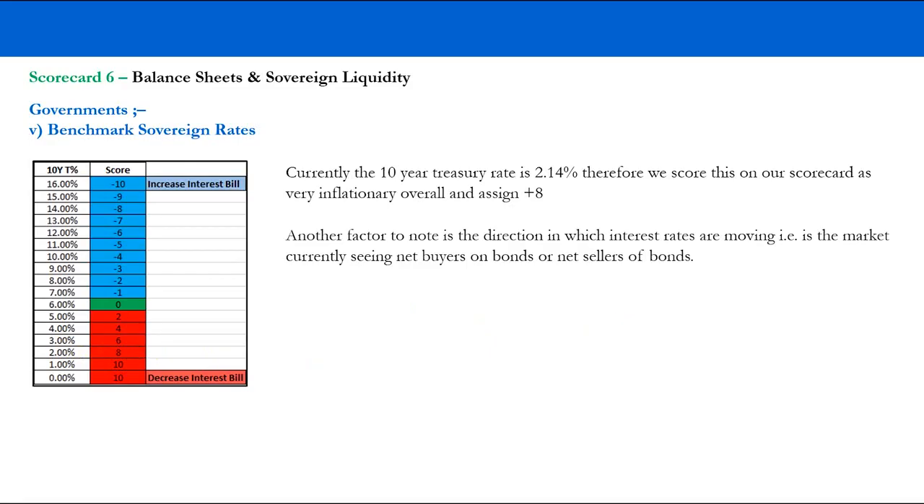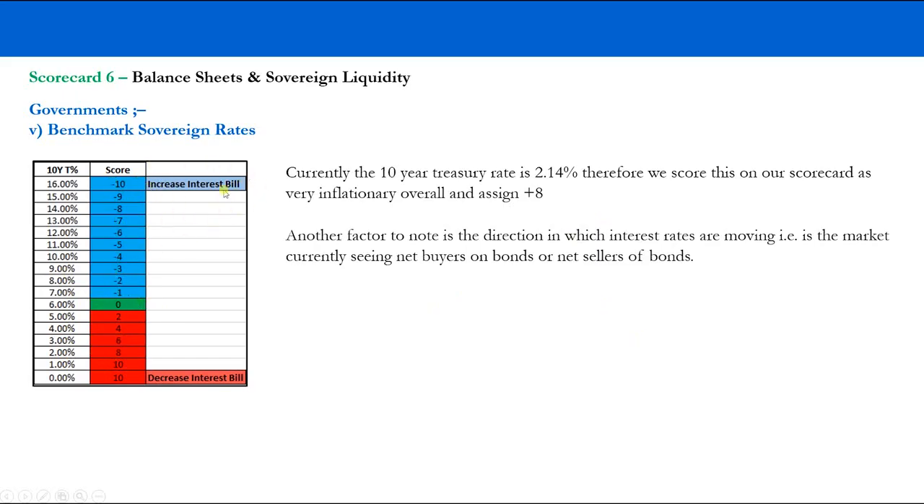Another factor to note is the direction in which interest rates are moving. So is the market currently seeing net buyers on bonds or net sellers on bonds? If the demand for bonds is increasing, this means that the interest bill will be going lower. And if there's net sellers of bonds, this means the private sector is less prepared to lend money to the government and is demanding ever higher rates, because they see more risk. So we have net sellers of bonds creating higher rates and lower scores, so a higher deflationary threat.